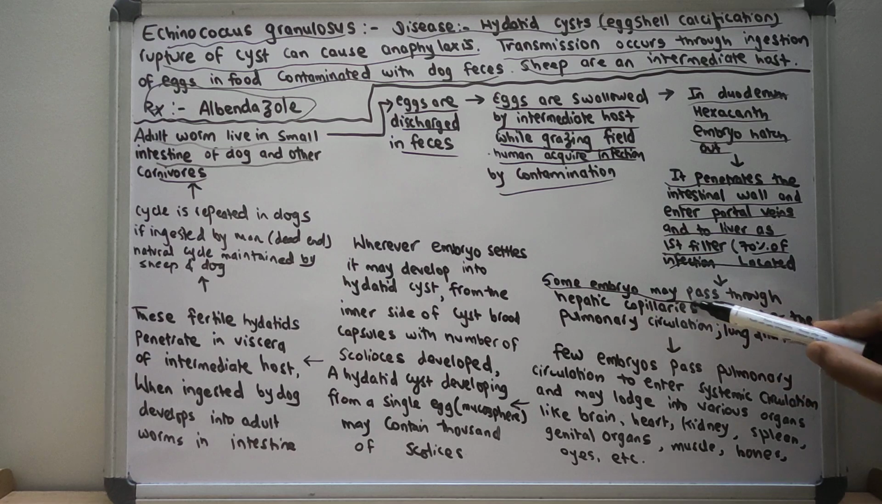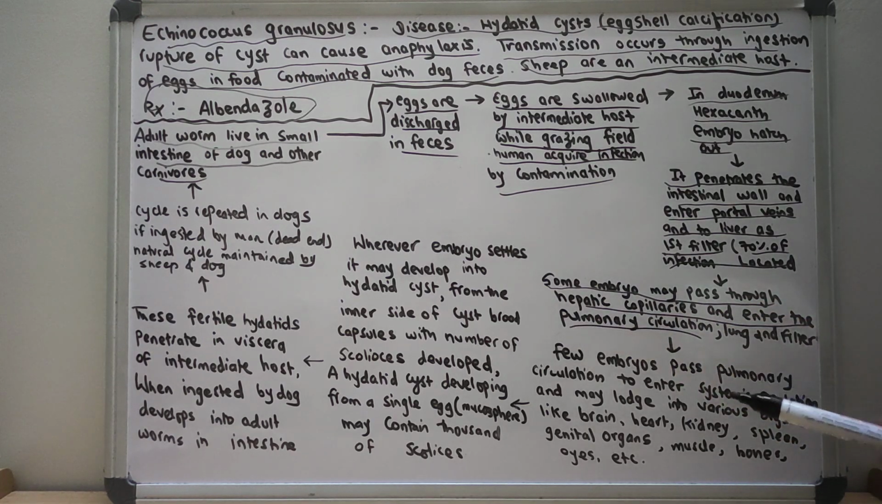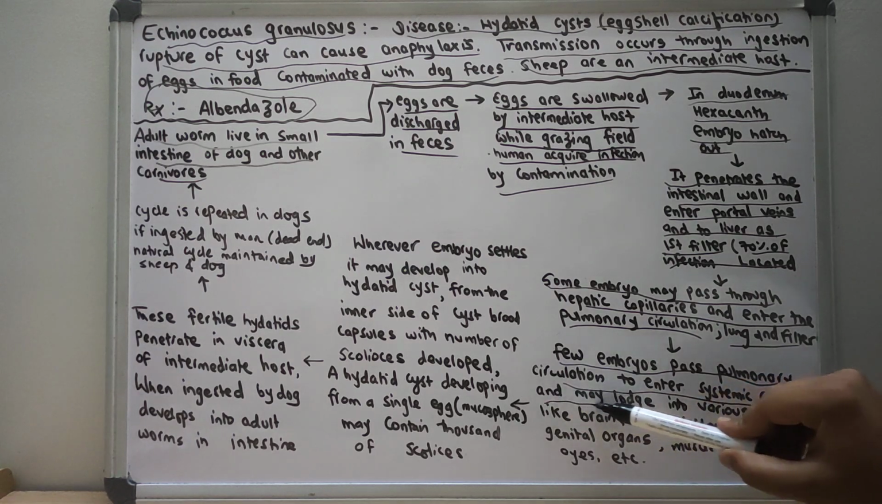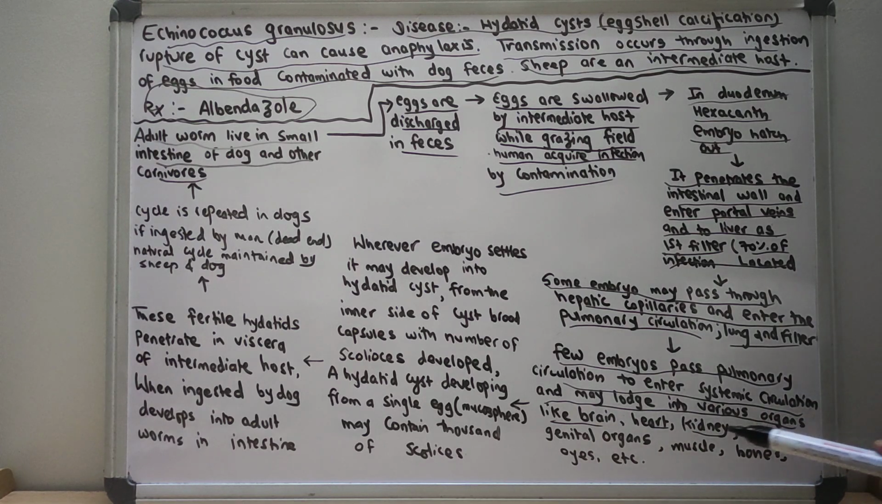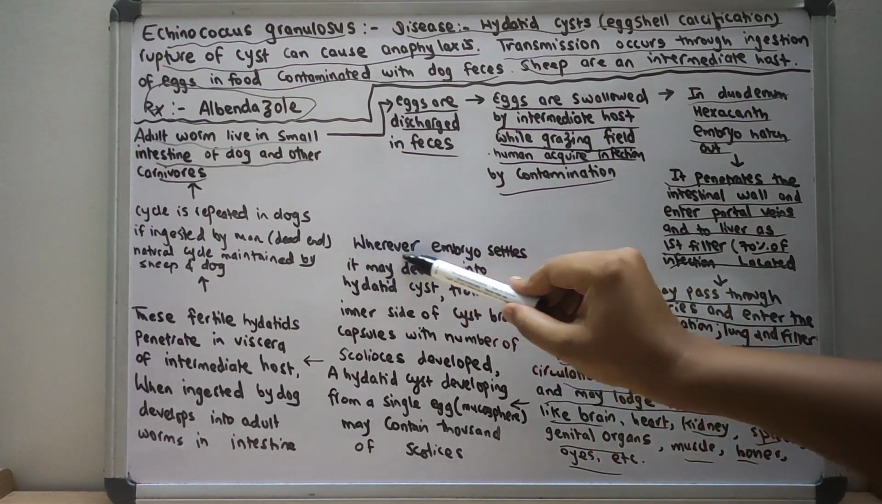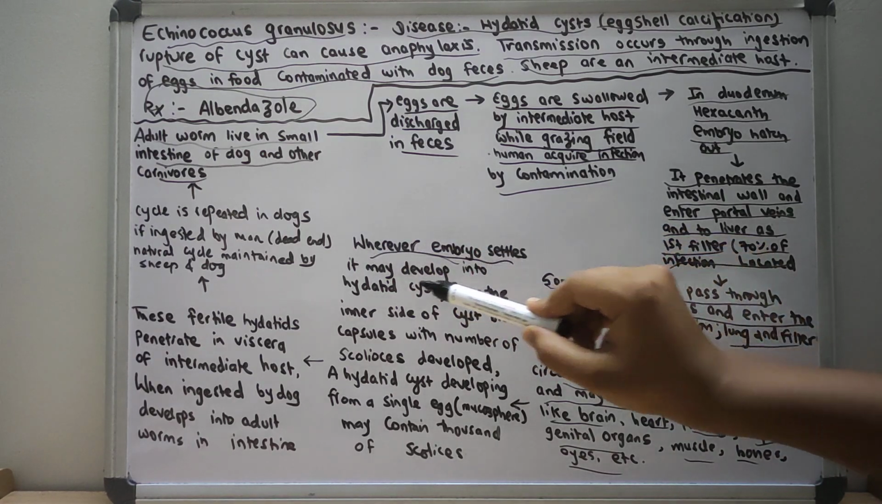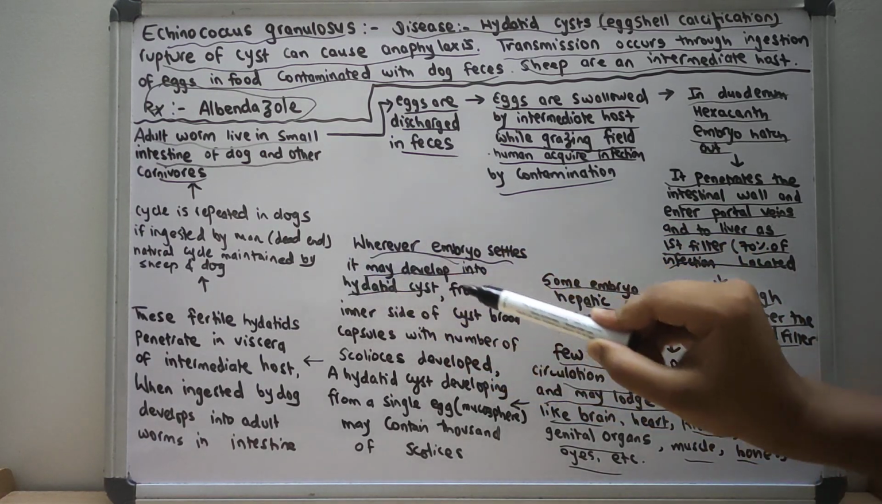And some embryo may pass through the hepatic capillaries and enter the pulmonary circulation. So lung is the second filter. There are few embryos that pass the pulmonary circulation to enter the systemic circulation, and that they may lodge into the various organs like brain, heart, kidney, spleen, genital organs, muscle, bone, and eyes. So wherever embryo settles, it may develop into the hydatid cyst.